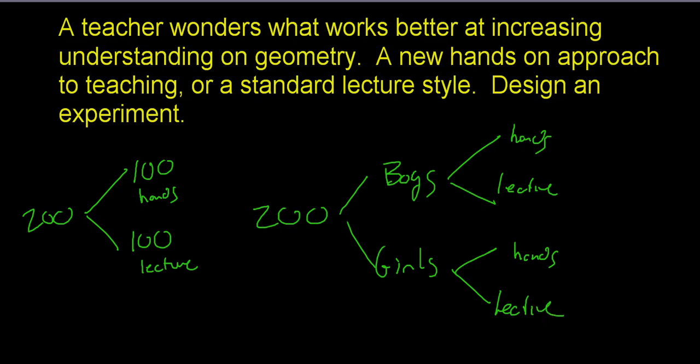So blocking is just trying to reduce that variation, because again, there's always that what if. What if all 100 kids in this group are boys? I mean, I doubt that will happen, but you never know. And if that does happen, we have a huge confounding variable.